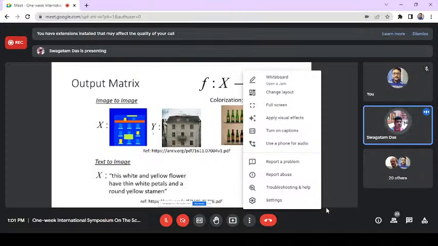Input could be a line of text like this: white and yellow flower have thin white petals and a round yellow stamen. And Y could be something like this. Y could be this sort of befitting picture which matches with your caption.